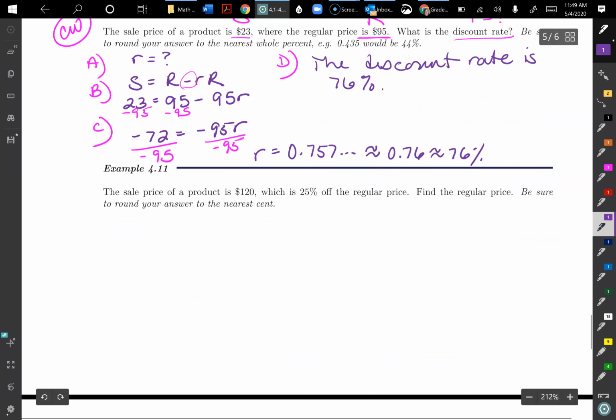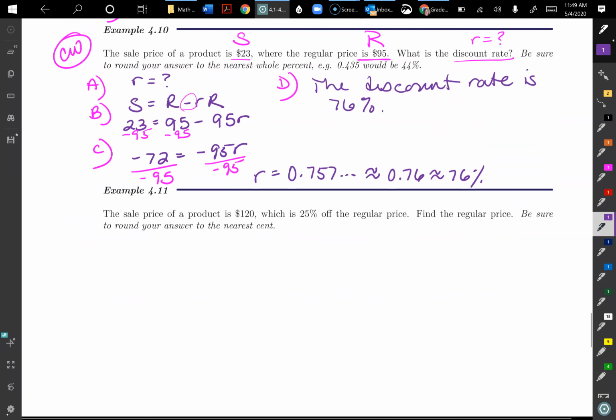Now for the last one of this video section, there's one more section for the whole set. Example 4.11, the sale price of a product is $120. So that is going to be my S. That's 25% off, so r equals 0.25. Find the regular price, so that's my unknown. So A, R equals question mark.